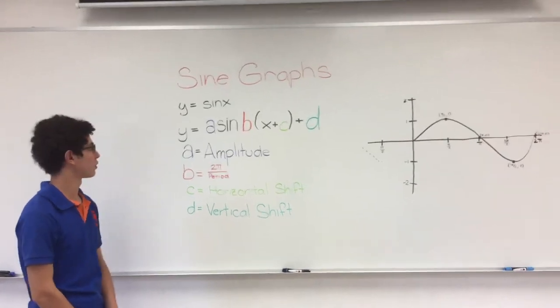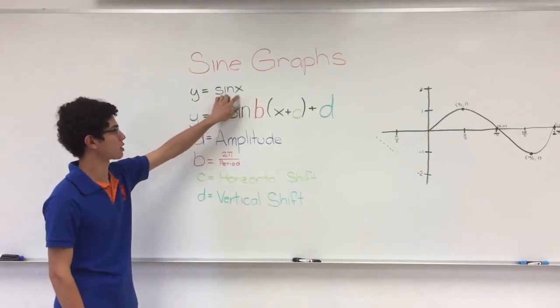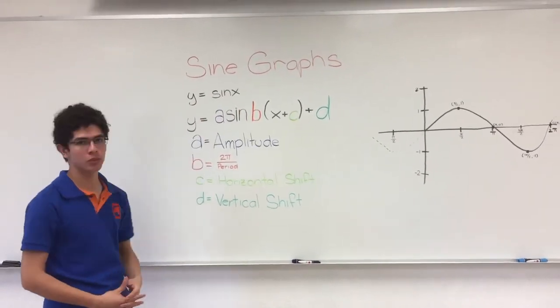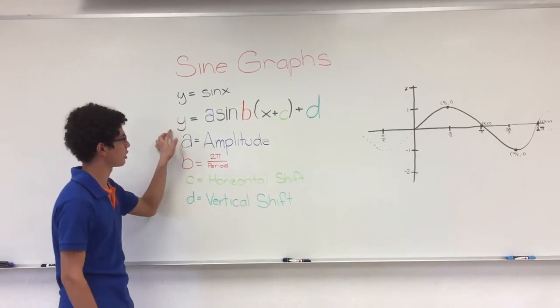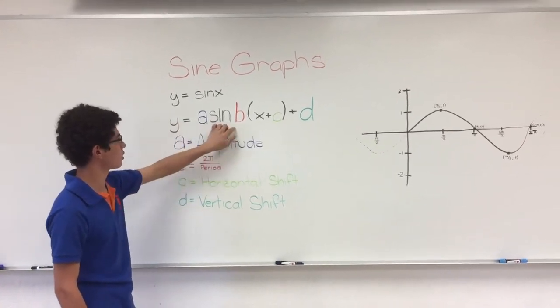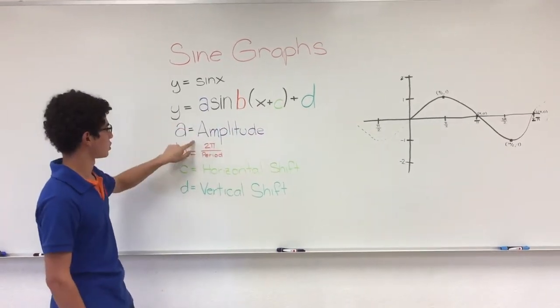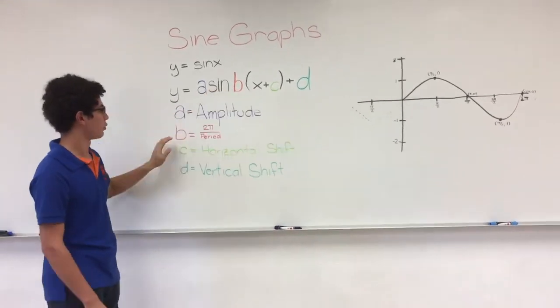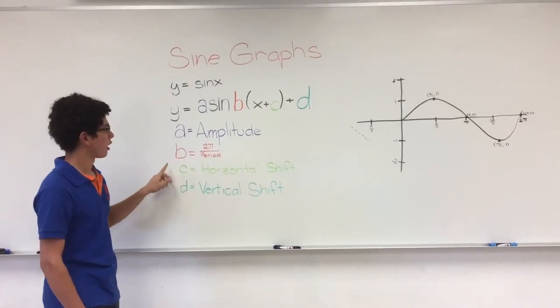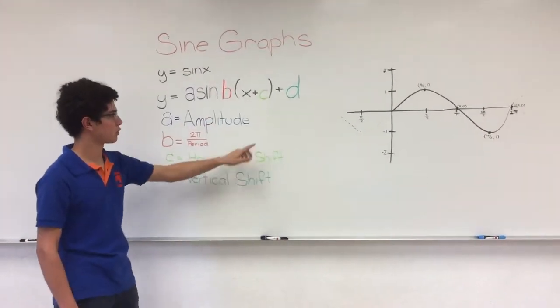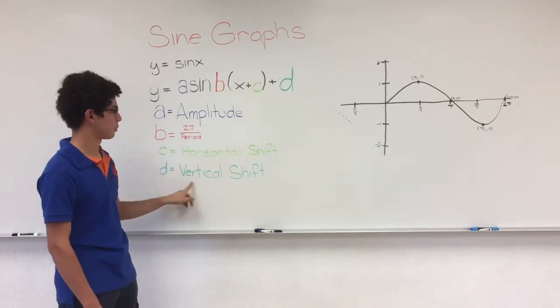Our simplest formula for a sine graph will be y equals sin x, but we also have a more expanded formula in which we can see all the transformations that it may have, which is y equals a sin(bx + c) + d. A in this function represents the amplitude, b represents 2 pi over the period, c will be our horizontal shift, and finally d represents the vertical shift.